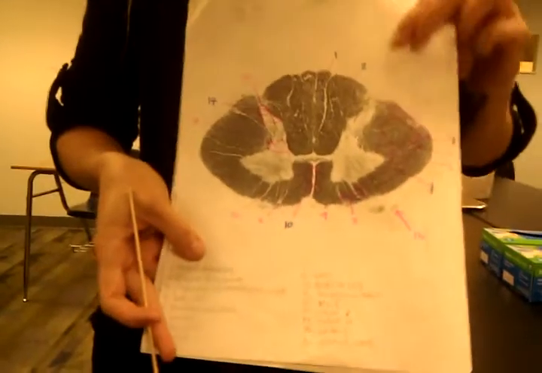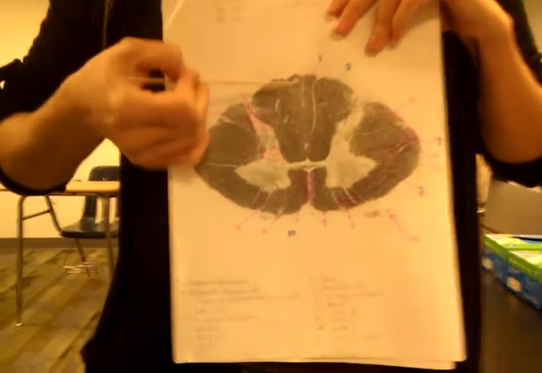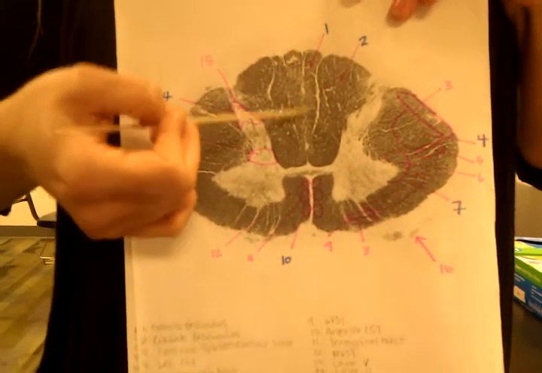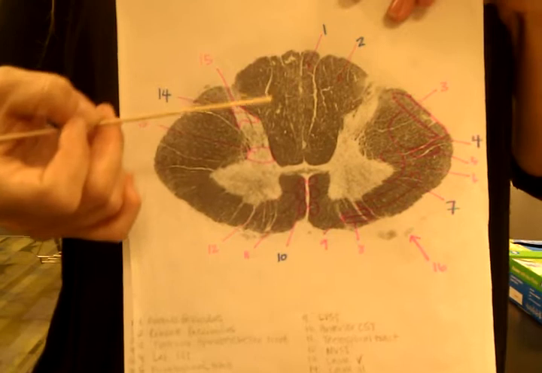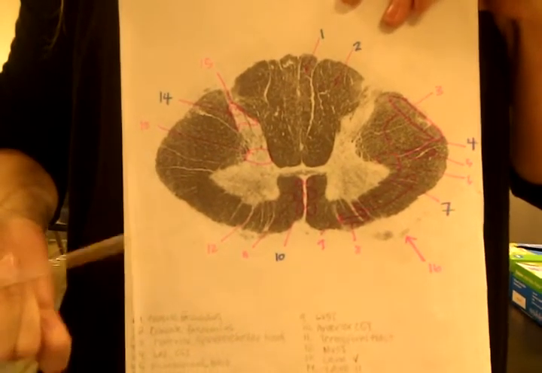Okay. So this is the cervical spinal cord. These are called the dorsal columns. The ones in the center are specifically called fasciculus gracilis for legs, and the ones on the side are called fasciculus cuneatus for arms.